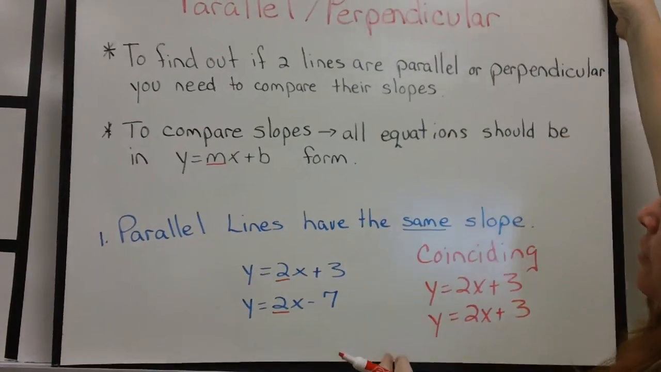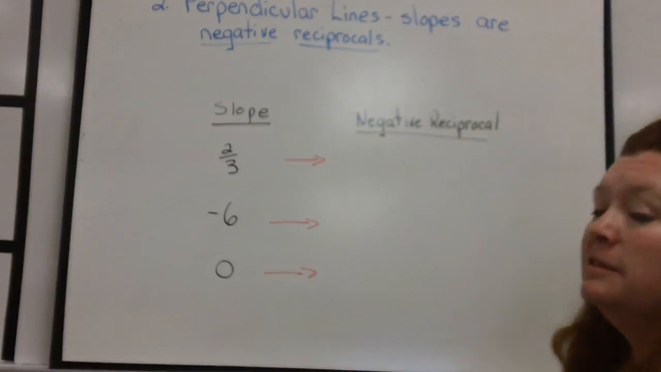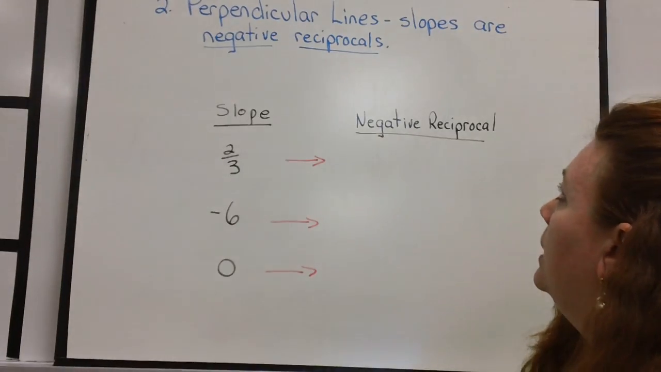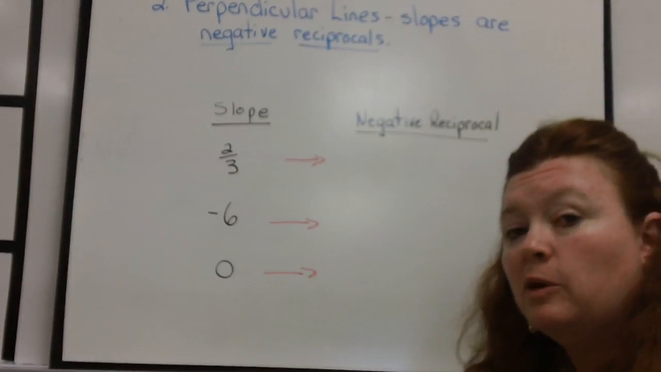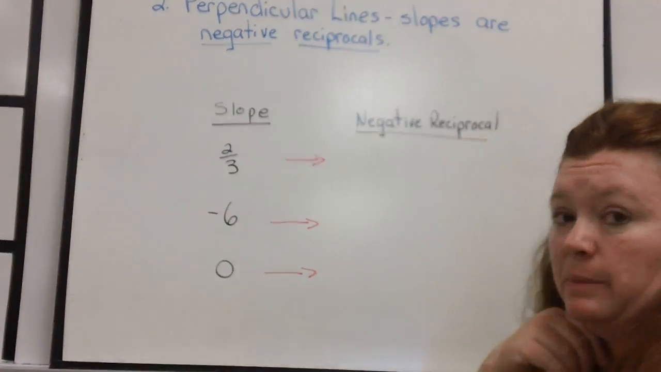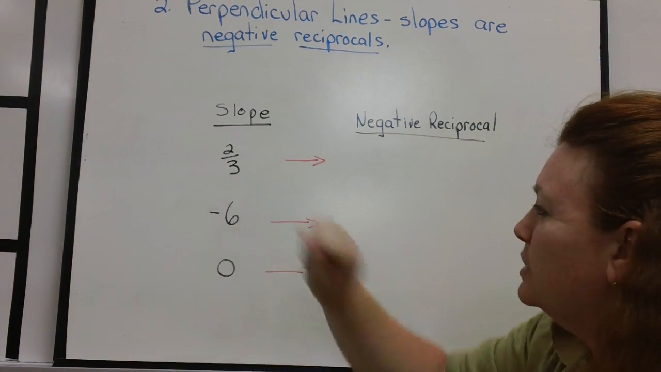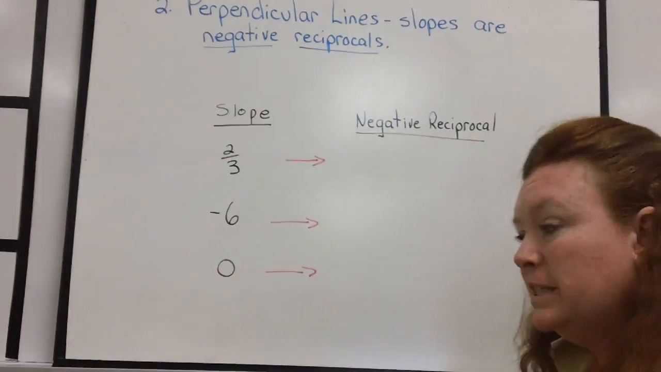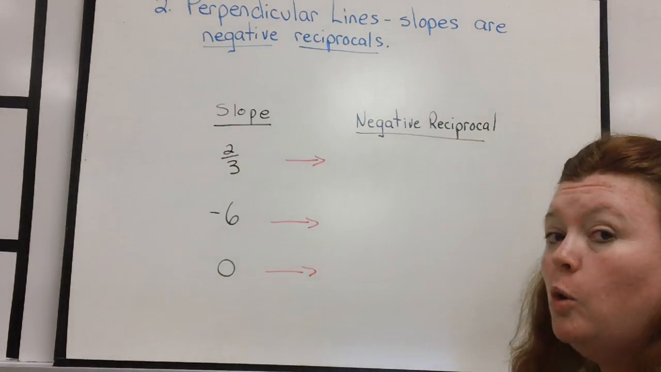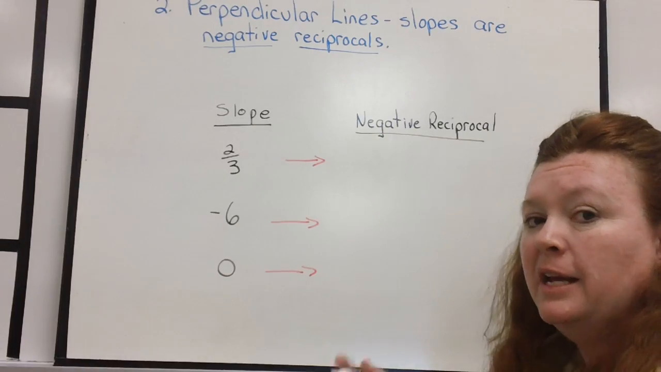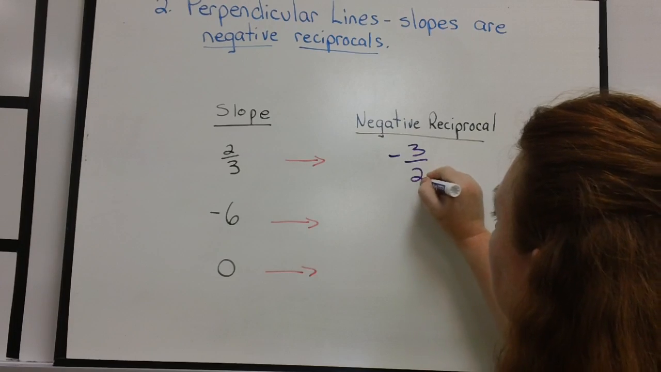Now, your other option would be, your lines could be perpendicular. Perpendicular lines are a little bit trickier to figure out. Their slopes, again, we're just going to look at the slope, are negative reciprocals. So let's talk real quick about negative reciprocals. If I have a slope of positive 2/3, the negative reciprocal would be a number that is the opposite sign. It's not always a negative number. It's the opposite sign and the reciprocal, which is to flip it. So it would be a negative 3/2.